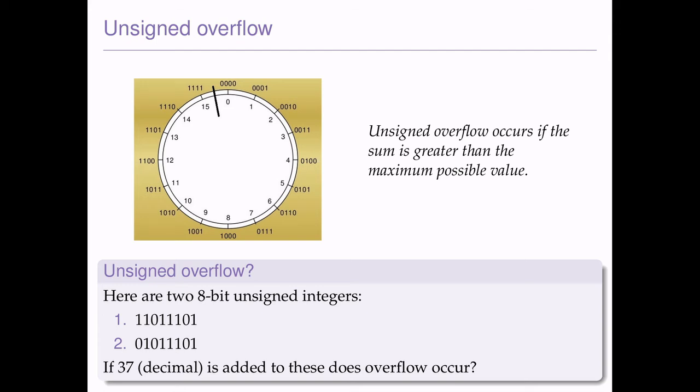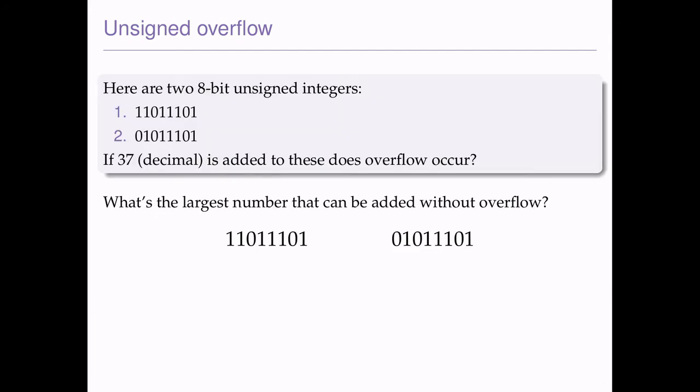Well, let's see how we would figure that out. So we have number 1 on the left and we have number 2 on the right. So how do we figure out if 37 can be added to them without overflow? Well, we figure out what the biggest number that can be added without causing overflow is, and then we see if that number is bigger or less than 37. So how do we figure out what the largest number is?